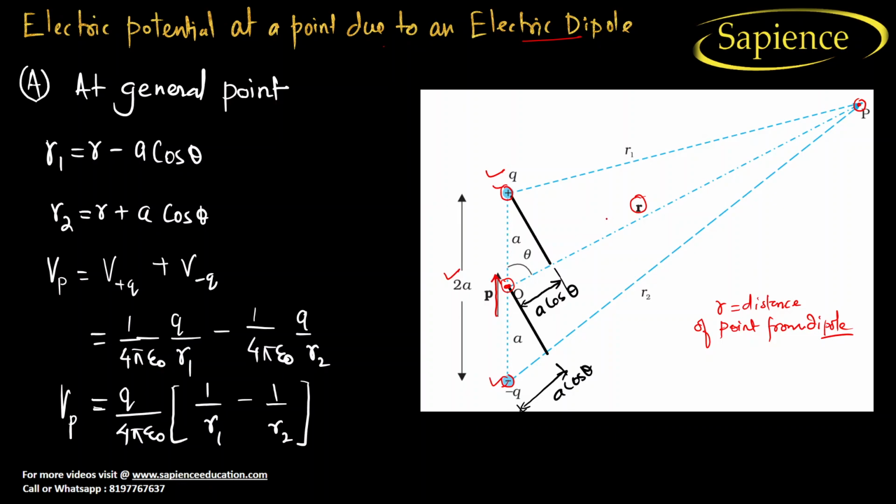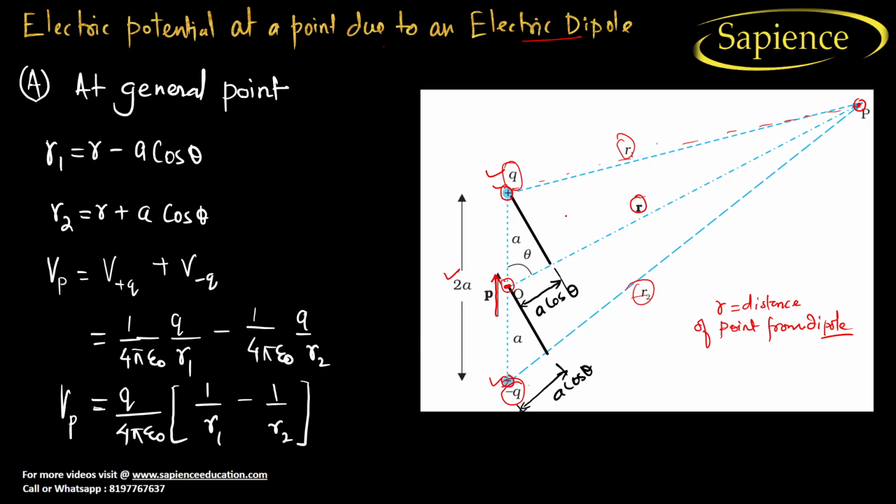So if r is the distance, now see here, can we make a line which is at a distance of r1 and another line which is at a distance of r2 from plus q charge and minus q charge respectively? From the plus charge it is r1, and from the minus charge it is r2. Now the thing is that both the distances are different.